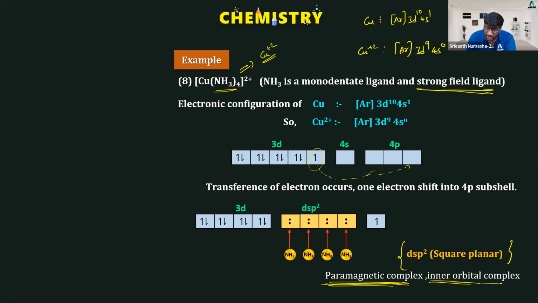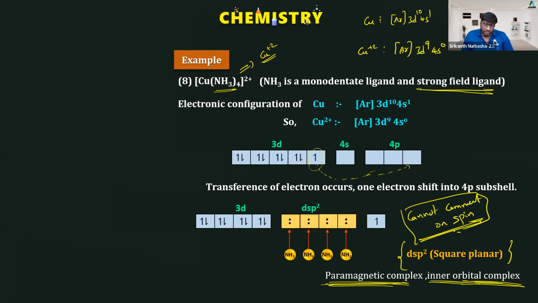It is inner orbital complex because inner d orbitals has been used in the hybridization. And we cannot comment on spin. We cannot say it is a low spin complex or high spin complex. Why? Because pairing never occurred. So no comment on spin.